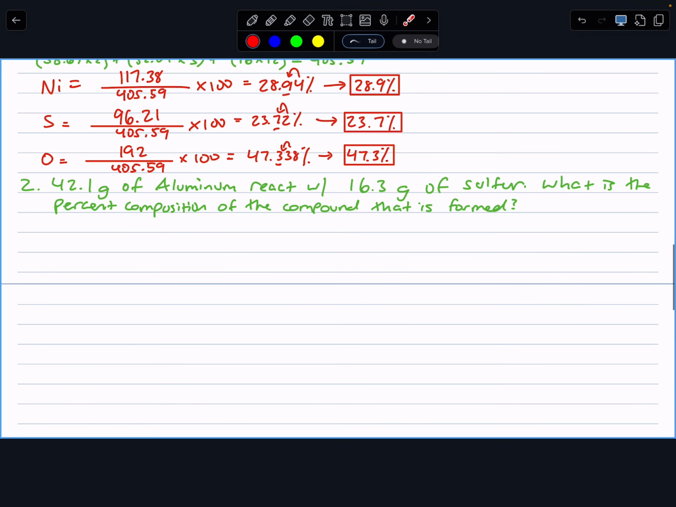Okay, let's do number 2 real quick. 42.1 grams of aluminum react with 16.3 grams of sulfur. What is the percent composition of the compound that is formed? Okay, again, percent composition. What elements are found here? So I'm going to have a percent composition for who? Aluminum and sulfur. I hope you guys know your symbols for this quiz, by the way, too.